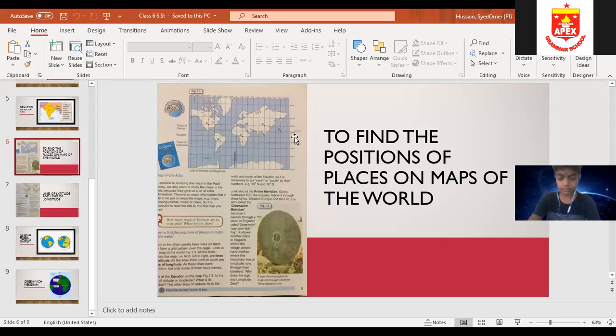Now I want you to read from this paragraph. Look also at the prime meridian. One of you can read. Who wants to read? Okay, Nurul Iman, you can read. I have unmuted you. Yes, Nurul Iman.